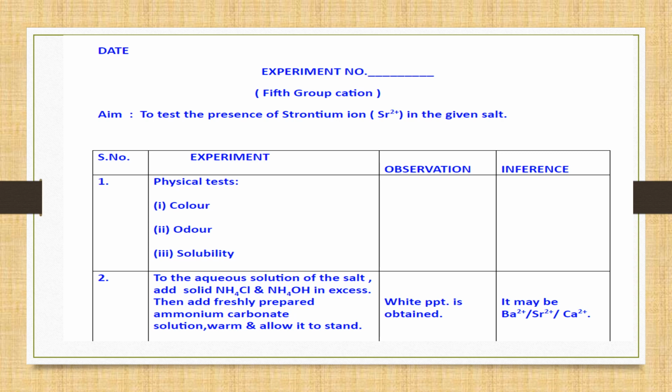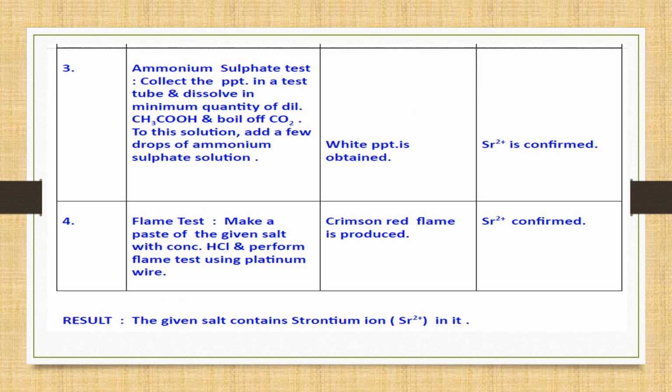Next would be the test for strontium. So this is going to be experiment number 22. Same way you will write down, test the presence of strontium, Sr2+ in the given salt, physical test, same preliminary test because they belong to same group. You'll get a white precipitate, you'll write it may be barium, strontium, calcium, and then the confirmatory test.